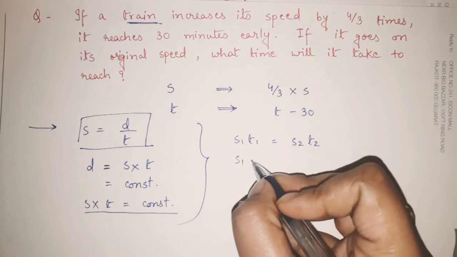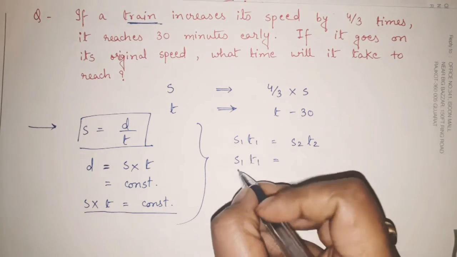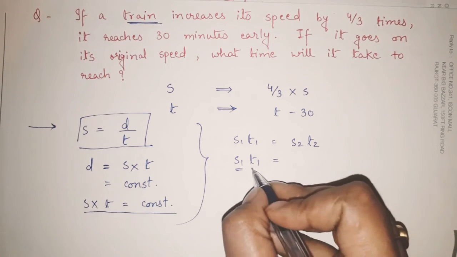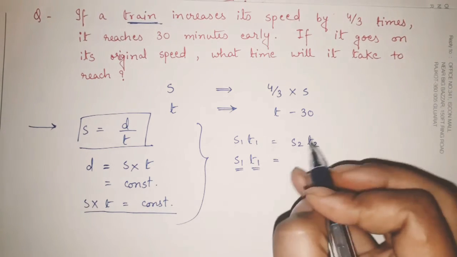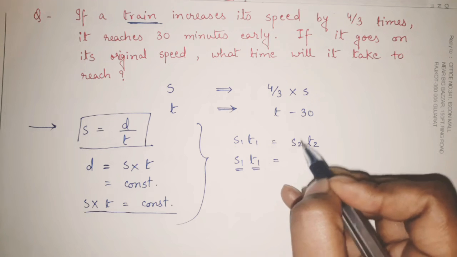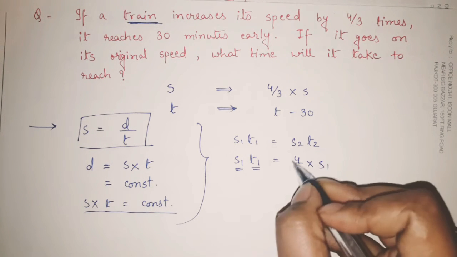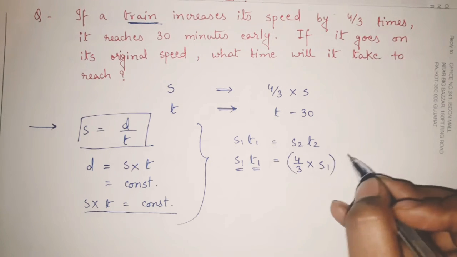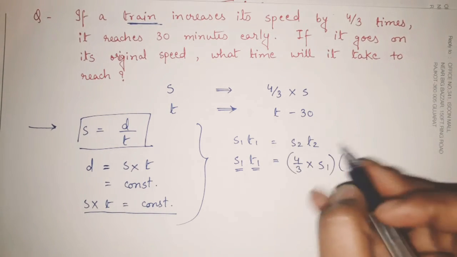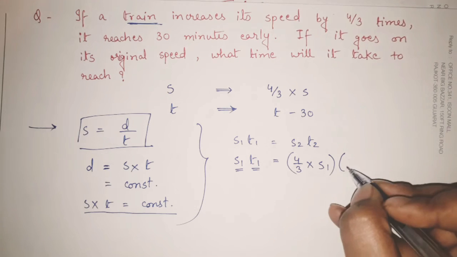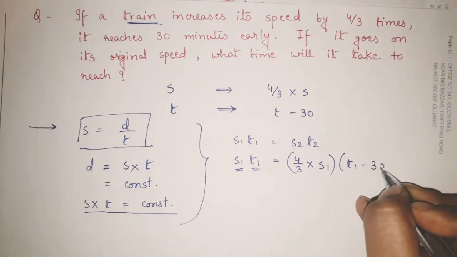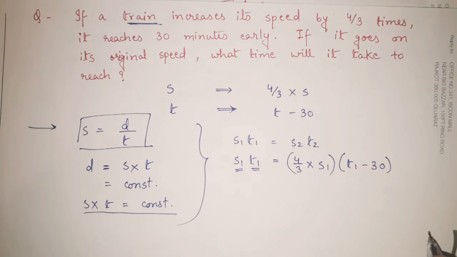Initial distance was S1 T1, when normal speed was normal, time was also normal, but then we are changing the speed. So S2 will be equal to 4 by 3 into S1. When we are changing the speed, we are getting the time also changed, that is T1 minus 30, that means the initial time minus 30. Now let's solve them.